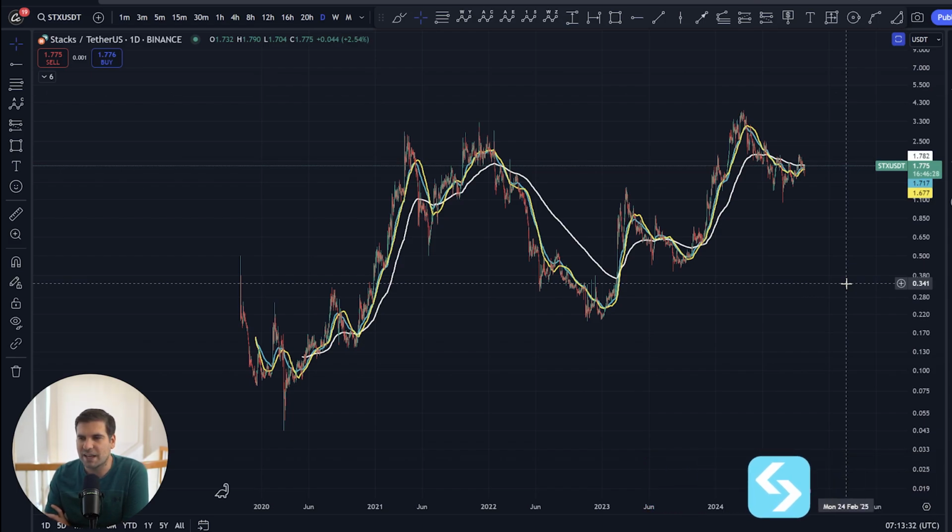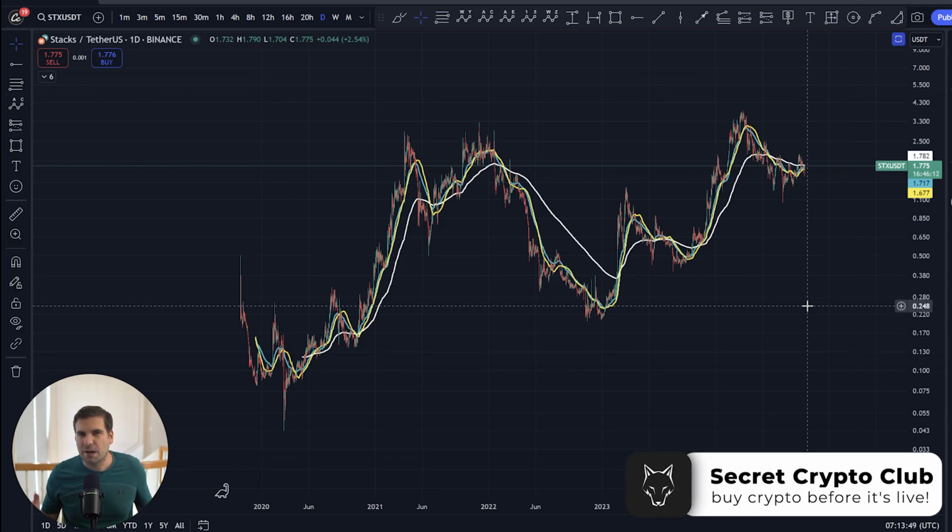But I do want to stress that Elliott Wave works best in a highly liquid market. If there's a meme coin or an altcoin that has low liquidity, it's not going to be the best at predicting future outcomes. But with Stacks we have a reasonable amount of liquidity here, so we should be able to apply some pretty decent logic and predict where we think things are going.